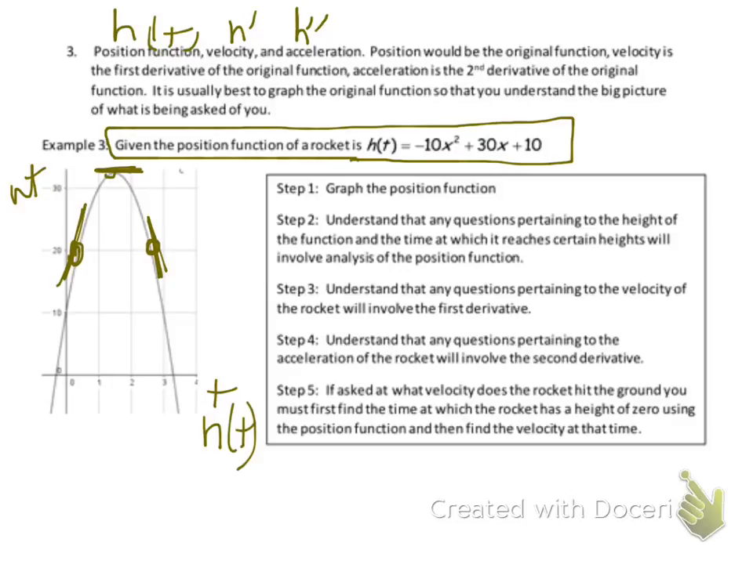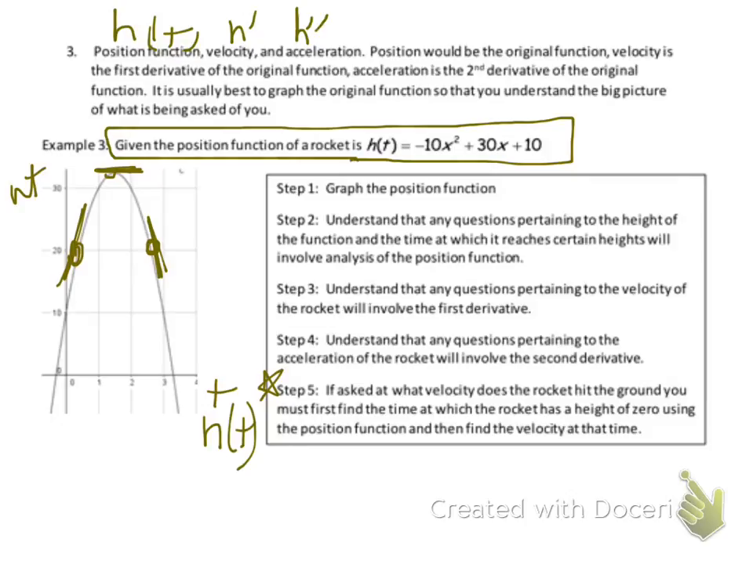So anything pertaining to velocity means that you have to take the second derivative. Anything pertaining to acceleration, that's going to involve the second derivative. So first derivative is velocity, second derivative is acceleration. So then, step 5 is important.